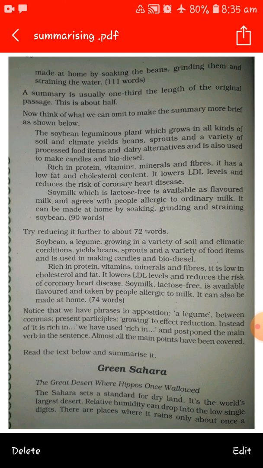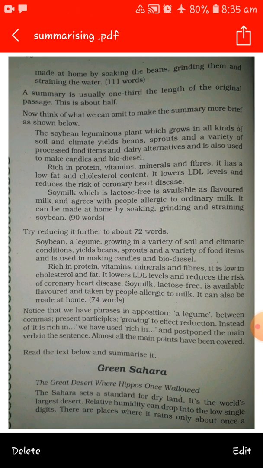So we have written, or in this paragraph it is written in 111 words over here. Now we will again try to omit some words from the summary. So here: soybean, a leguminous plant which grows in all kinds of soil and climate, yields beans, sprouts, and a variety of processed items and dairy alternatives, and is also used to make candles and biodiesels, rich in protein, vitamins, minerals, and fiber. It has a low fat and cholesterol content. It lowers LDL levels and reduces the risk of coronary heart disease.